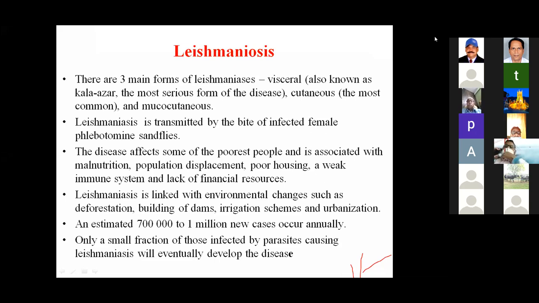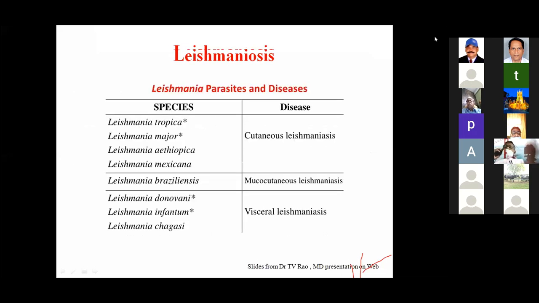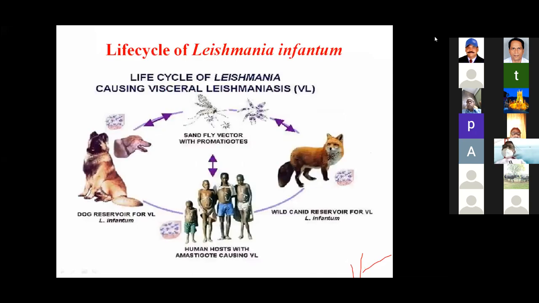Generally it goes undiagnosed in many people who never report it. There are four species which cause cutaneous leishmaniasis: Leishmania tropica, major, aethiopica, mexicana, and braziliensis causes mucocutaneous. We are concerned with visceral leishmaniasis: donovani, infantum, chagasi. We are concerned with tropica, which causes the cutaneous form in India. If we see the life cycle, I have taken this diagram from the web, where the wildlife reservoir is shown, then it gives infection to humans, and humans give it to dogs. So as I was saying, with more development and more entry into the forest, you will get new types of diseases.